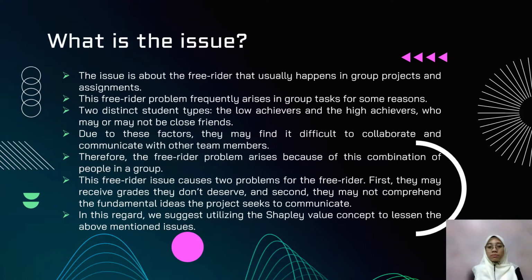The main problem with this action is the group's ability to form coalitions. The free rider issue causes two problems for the free rider. First, they may receive grades they don't deserve, and second, they may not comprehend the fundamental ideas the project seeks to communicate. In this regard, we suggest utilizing the Shapley value concept to lessen the above-mentioned issues.